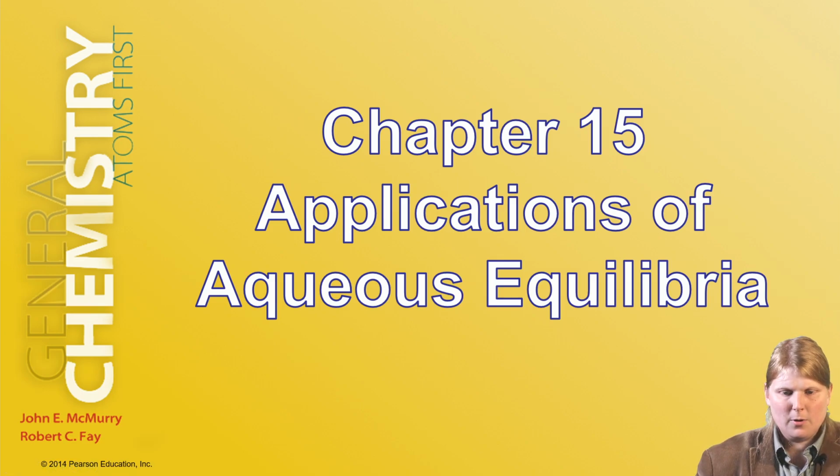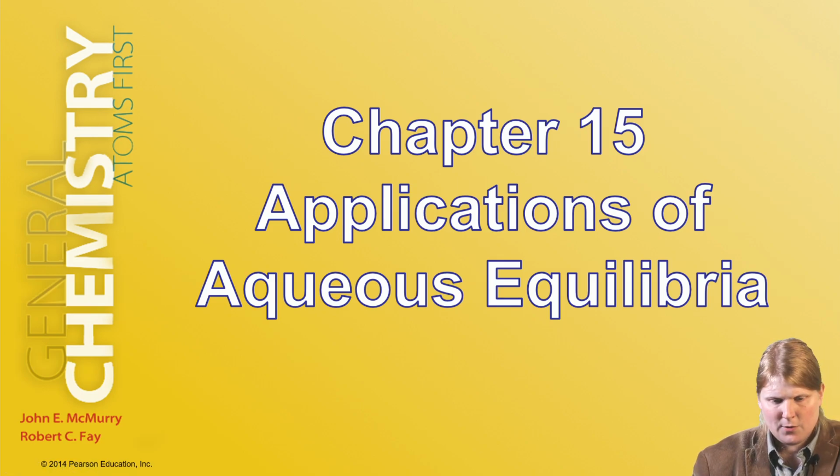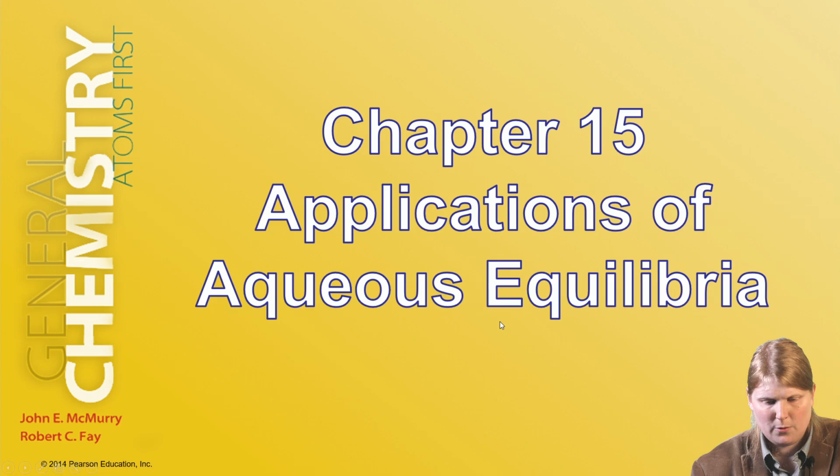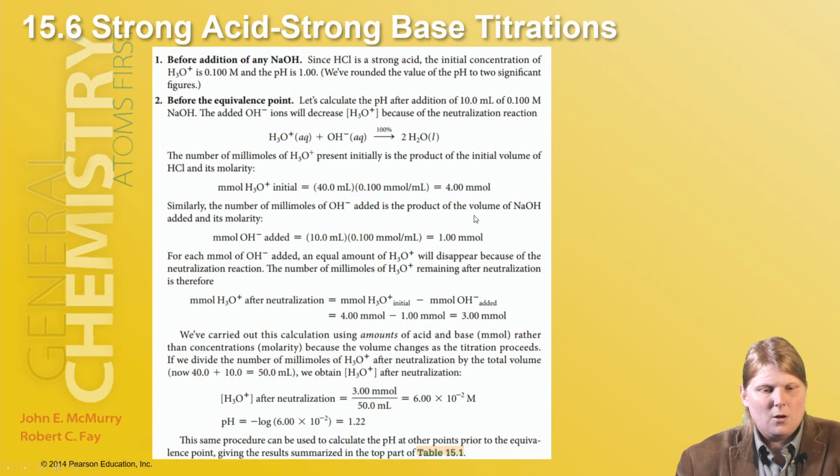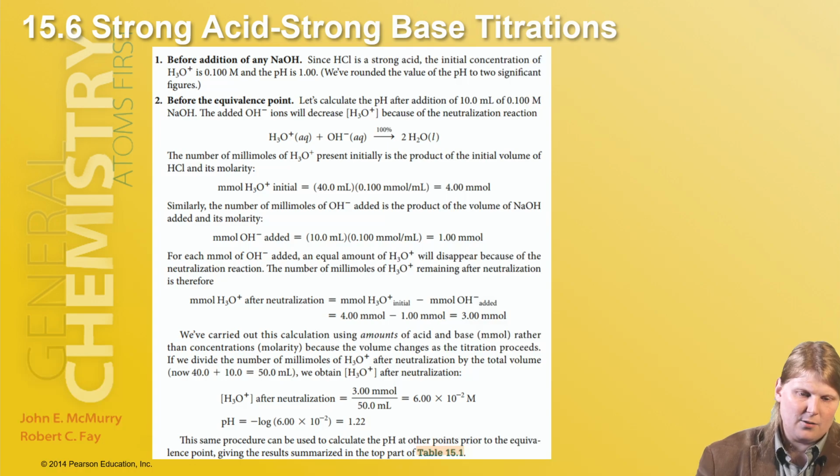All right, so here we're going ahead and continuing with the next lecture for Chapter 15, Applications of Aqueous Equilibria. So we talked a little bit about how strong acid, strong base titrations are going to result in an equivalence point with a pH of 7. And they talk a little bit here about how over time certain amounts are canceled out, and they do this in millimoles, which is just a mole times 1,000, just to try to keep the units a little more simple. That's really all they're working through here.